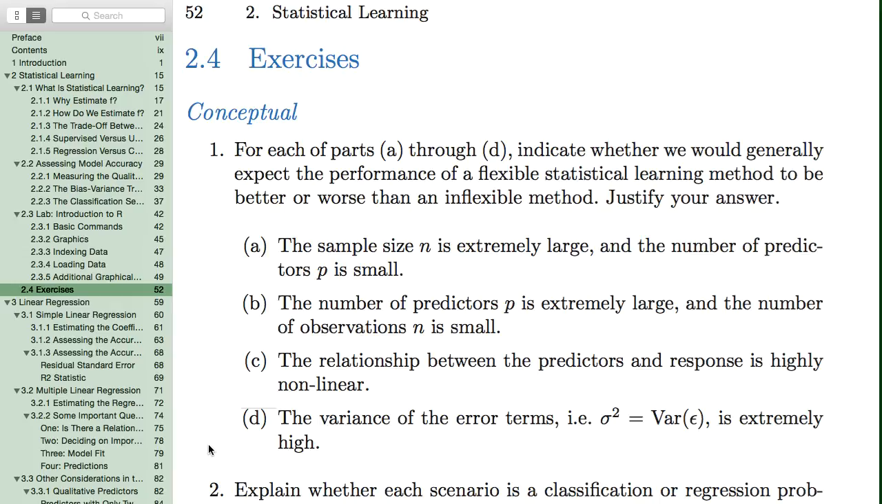Okay, now, presumably a lot of time has passed and you've answered these questions. So now let me talk about my answers to these questions.